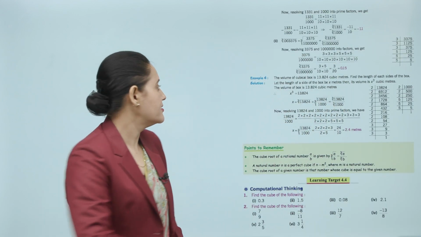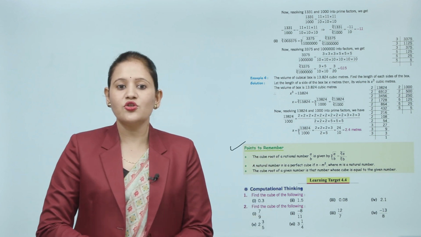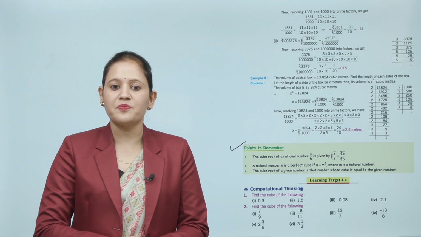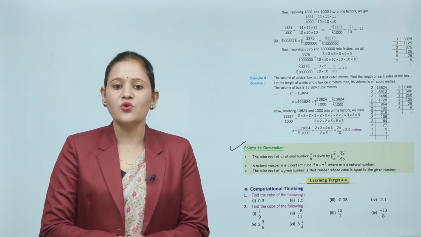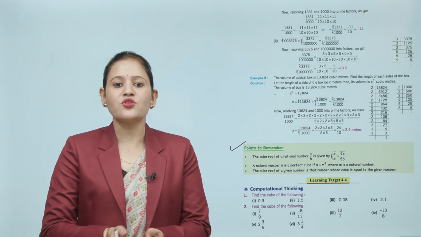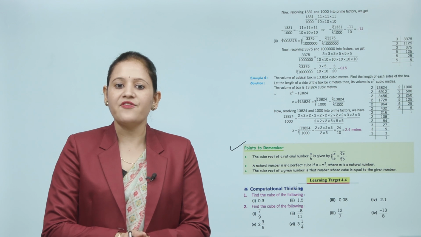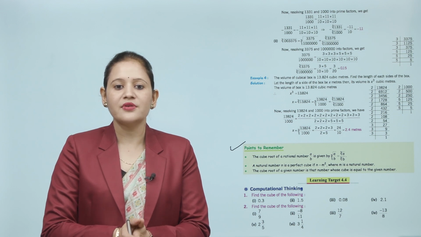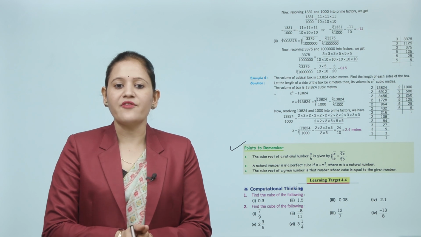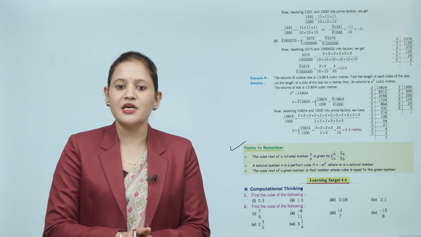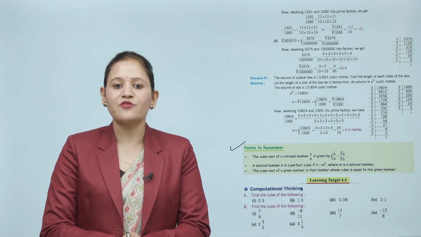Points to remember. The cube root of a rational number A upon B is given by the cube root of A upon B equals the cube root of A upon the cube root of B. The natural number n is a perfect cube if n equals m cube, where m is a natural number. The cube root of a given number is that number whose cube is equal to the given number. Next is learning target 4.4.